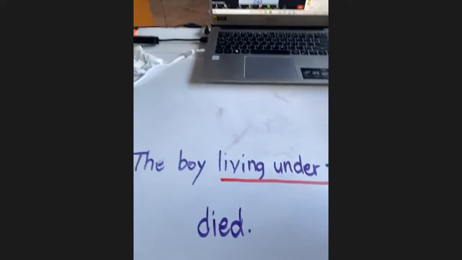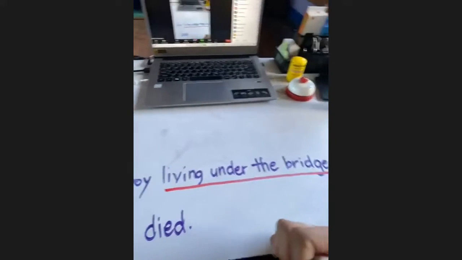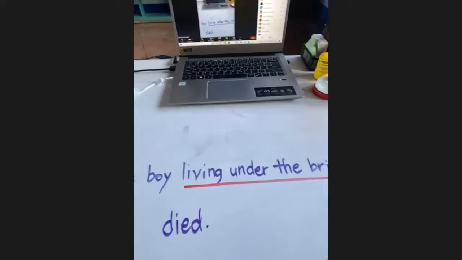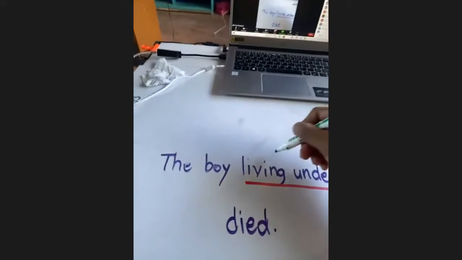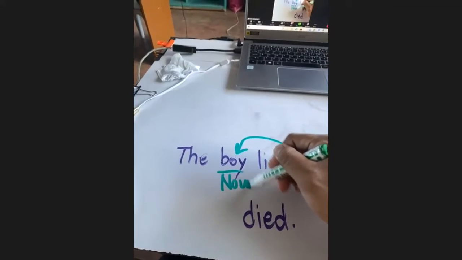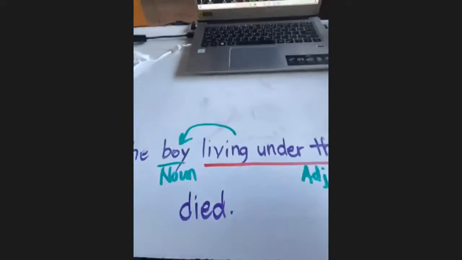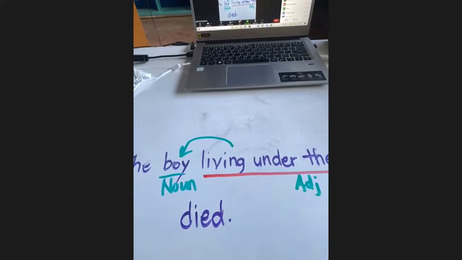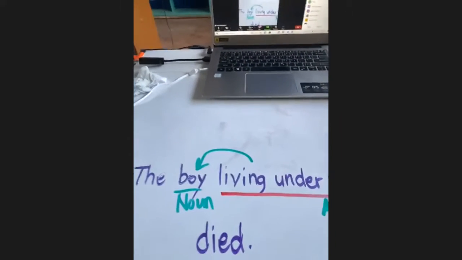What kind of boy died? Who was that boy who died? The answer is the boy living under the bridge. As this participial phrase describes boy, which is a noun, this participial phrase truly functions as an adjective. Let's have a past participle.